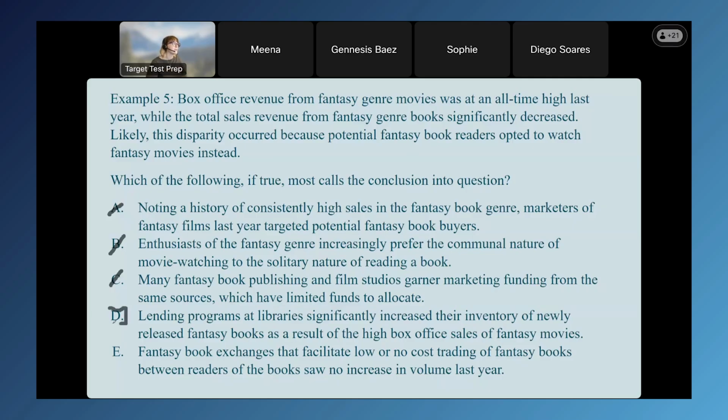And e-fantasy book exchanges that facilitate low or no cost trading of fantasy books between readers of the books saw no increase in volume last year. So this one, if they did see an increase in volume, that could weaken the argument just the same as D does, but since it says they saw no increase in volume last year, this would actually also strengthen the argument. So that is not what we're trying to do. Any questions about that one?